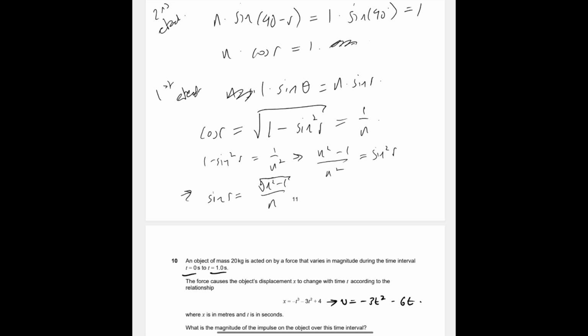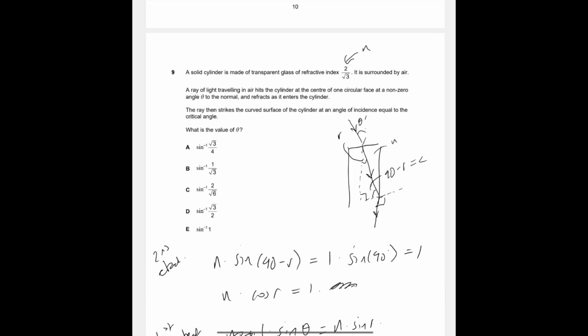So that means, therefore, sine theta equals root n squared minus 1, where n squared is going to be 4/3. So it's going to be equal to root of 1/3. So theta is going to be the arc sine of 1 over root 3. Yeah, that's good.